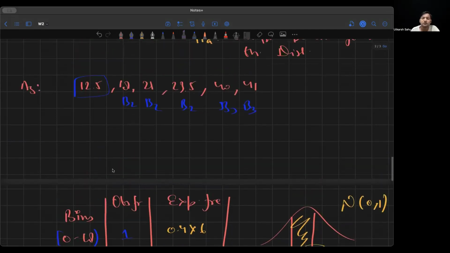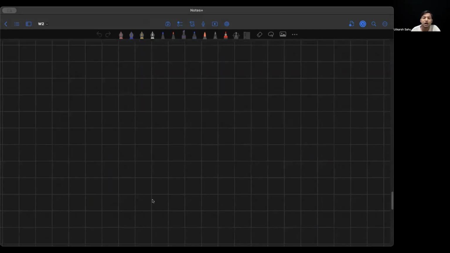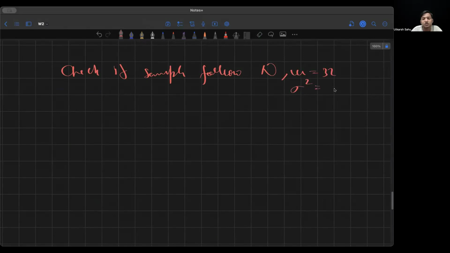But you should remember the idea for introducing this: the parameters estimated. I can ask you to check if the sample follows a normal distribution with mu equal to 32 and sigma square equal to, let's say, 20. In this case, because I'm giving you both mu and sigma, you are not estimating anything. Hence, your k in this case would be 0.